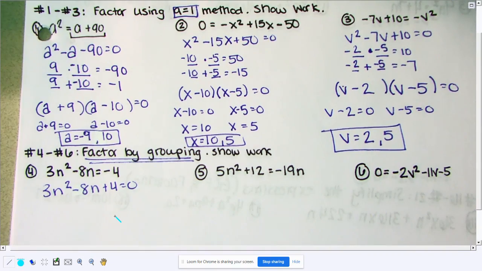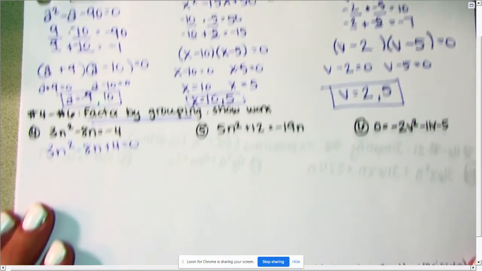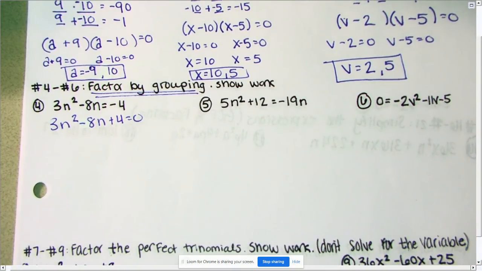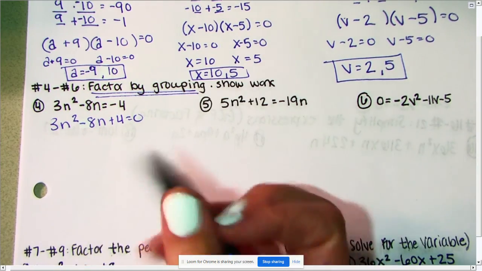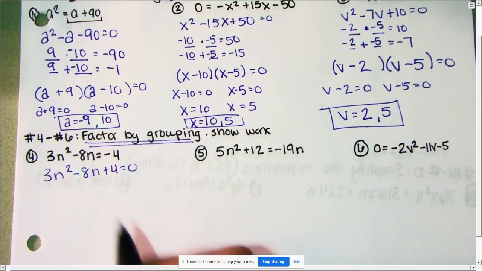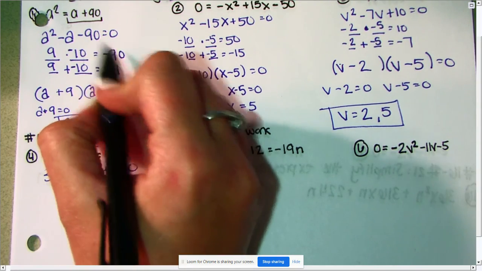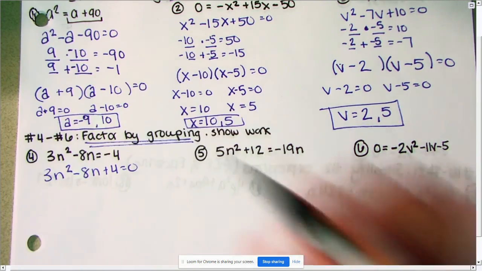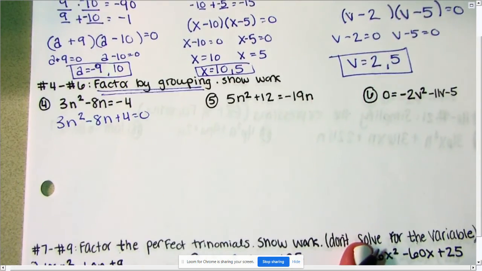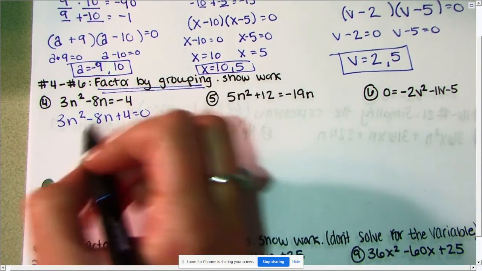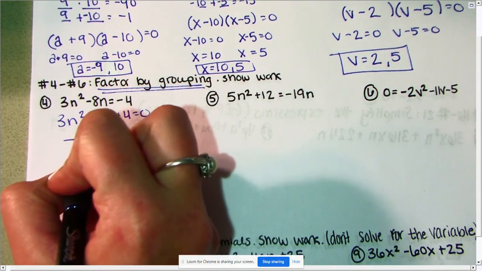Whenever you do factor by grouping, it's a little bit longer than the a equals 1 shortcut. The difference is basically that on a equals 1, the reason that you can just multiply to get the c value is because the first term is 1. However, when the first term is greater than 1, you actually have to do a little bit more math. It's called the AC method.